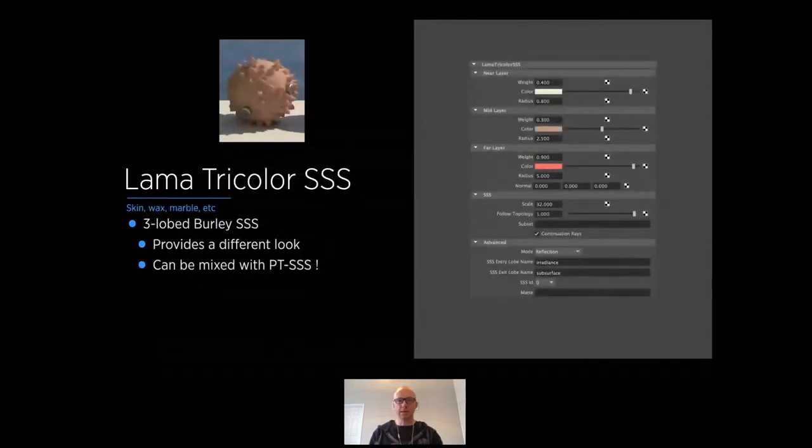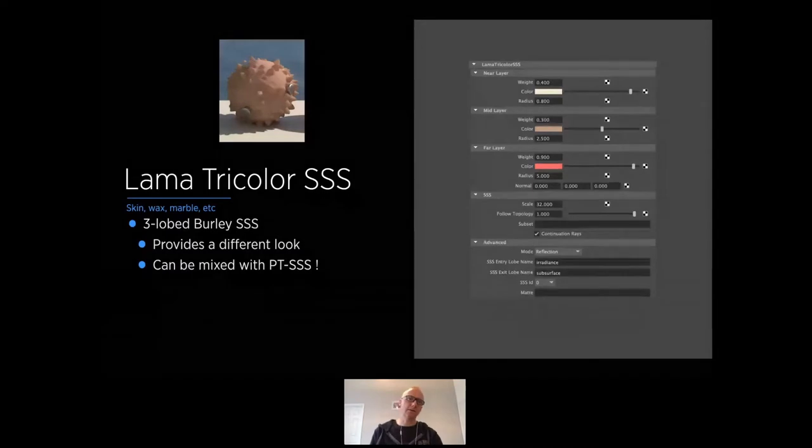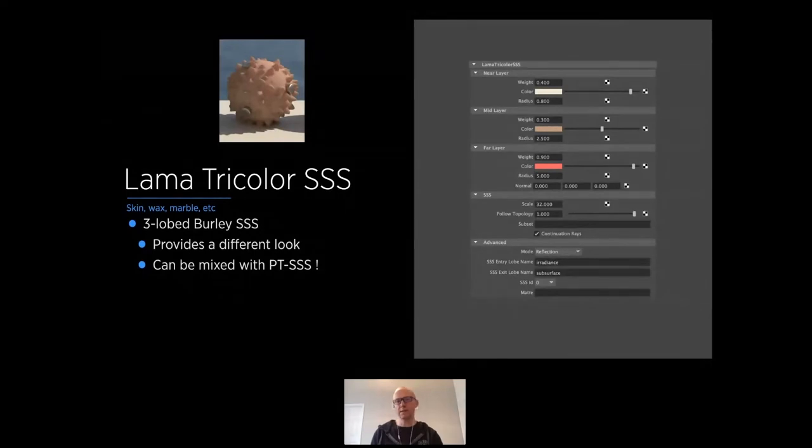Lama tricolor SSS is the other subsurface scattering node. This node was introduced in RenderMan 20, and ILM likes its versatility. They found it was useful to use tricolor SSS in some areas of a model and use Lama SSS in the other areas. And that is one of the big advantages of this framework, the ability to blend different subsurface scattering models in the same material.